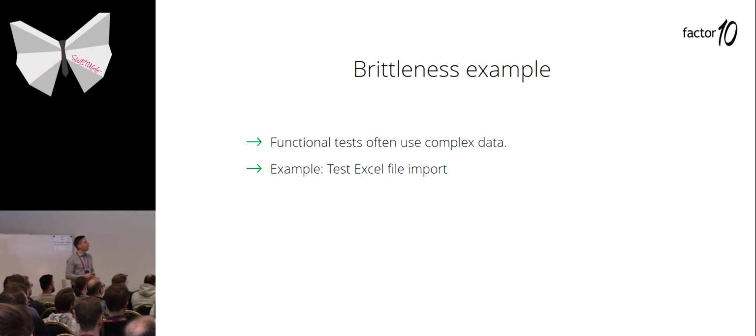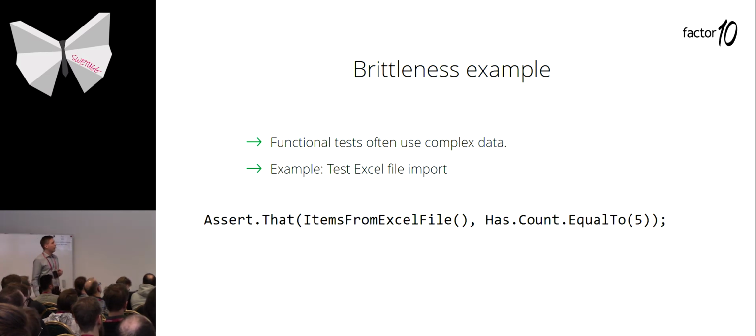Another example, which applies on the functional test level: functional tests, being on a high level, often use complex data. So for example, imagine that you have code that reads an Excel file, and you have a test that says, assert that items from Excel file has count equal to 5. Is that a good test? Is that a test that is robust? Anyone? It very much depends on the Excel file.